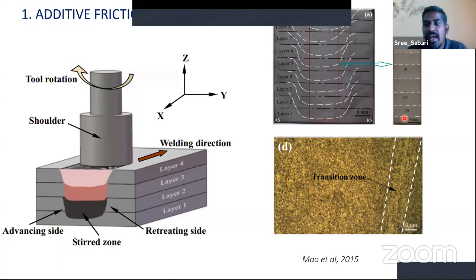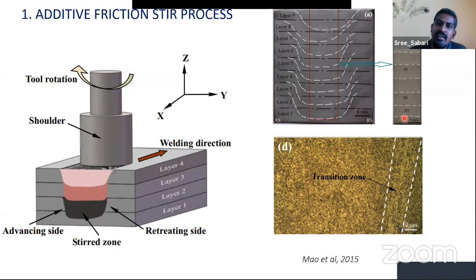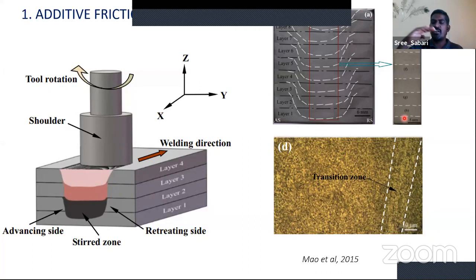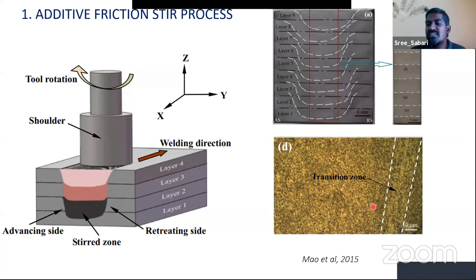There is one more problem which was highlighted in the previous slide. There is a crack between layers of deposition. Here in the bottom figure, you can find there is a smooth transition which does not have any kind of crack. This is also one of the big advantages of this process.